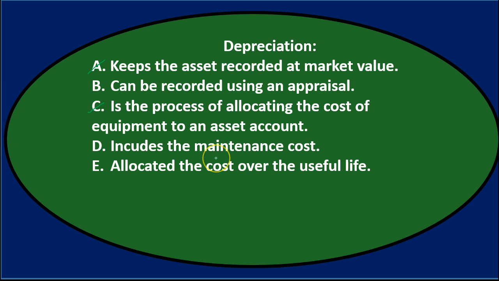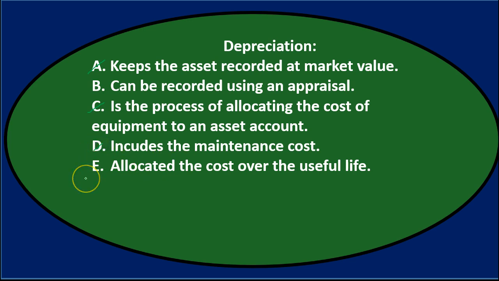D includes the maintenance cost. The maintenance cost is not going to be included in the cost of the asset unless it was used in order to put the asset into its useful life. The normal maintenance, if we're talking about an oil change or something like that, will just be expensed, not as part of depreciation but separately. So it's not going to be D.